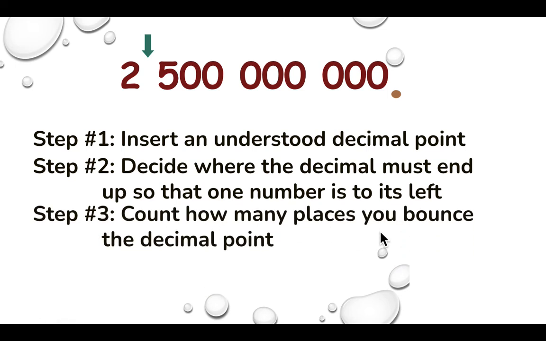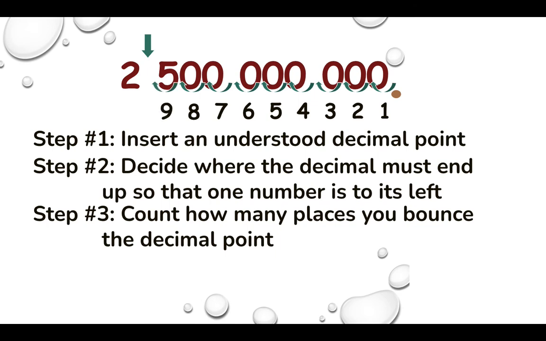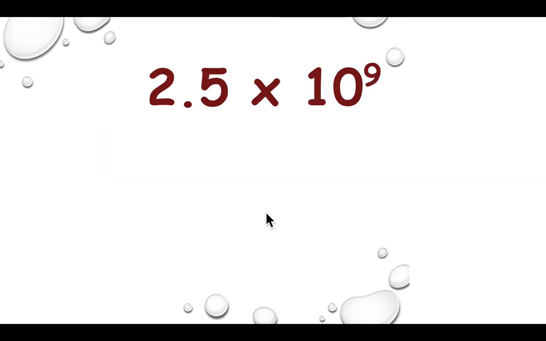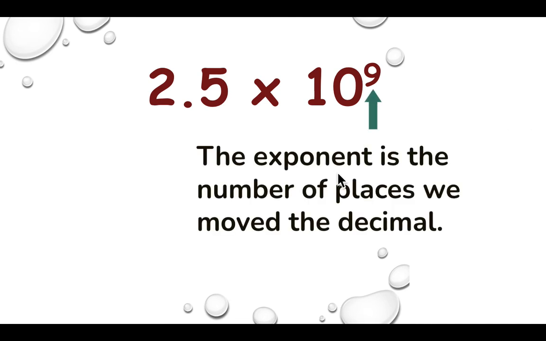Then we're going to count how many places I need to bounce the decimal point until I get there. So 1, 2, 3, 4, 5, 6, 7, 8, 9. So I have to do it 9 times, and that's going to be the exponent on the times 10. And then you rewrite it in the form m times 10 to the nth. And you should get this number, 2.5 times 10 to the 9th. So essentially, it's like 2.5 times 10, 9 times, 10 times 10 times 10 times 10, will give you that number. The exponent is the number of places we moved the decimal.